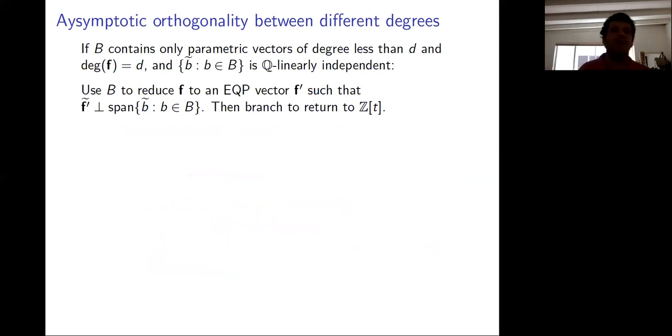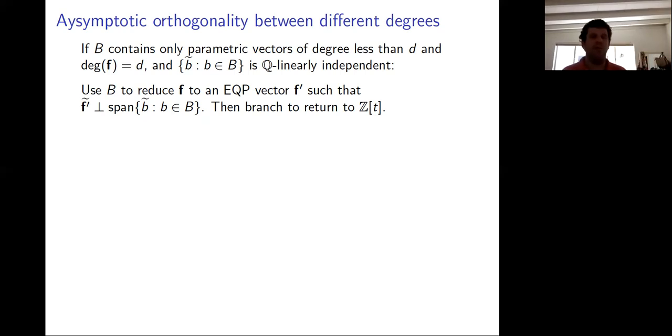So now the other issue: what if I have vectors of different degrees? Well, it turns out you can use just an ordinary reduction step like this rounded-off Gram-Schmidt. We take the lower ones and use them to reduce the higher degree one. And we get something actually very strong. The higher degree one becomes almost orthogonal to the lower degree ones. Literally, its pilot vector will be orthogonal to their pilot vectors.